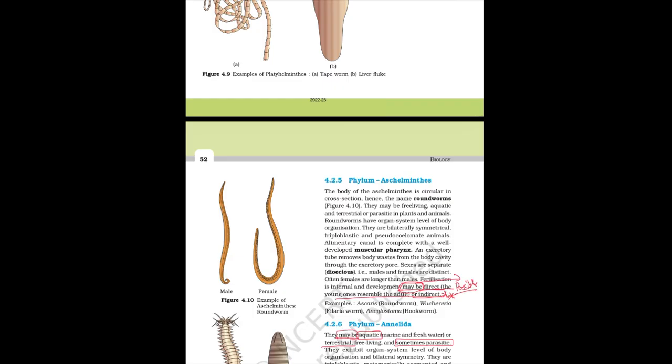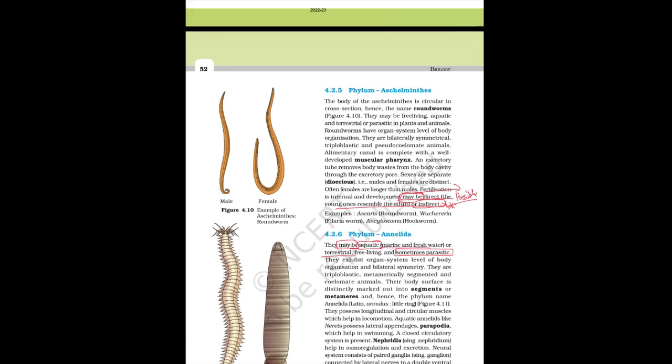Like it is maybe aquatic, or terrestrial. It means this is not an important point. Why are you wasting time remembering and memorizing it? Not important. Maybe aquatic, marine, freshwater, terrestrial, everything is written down. So leave it.